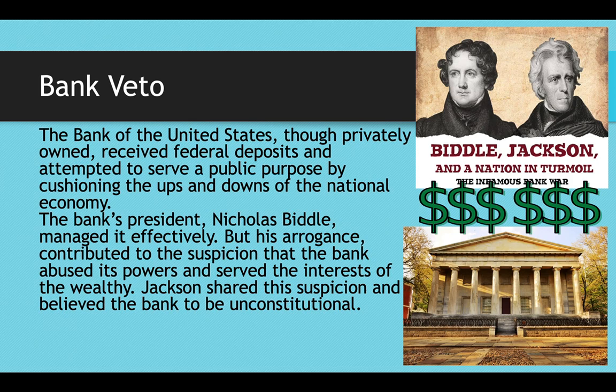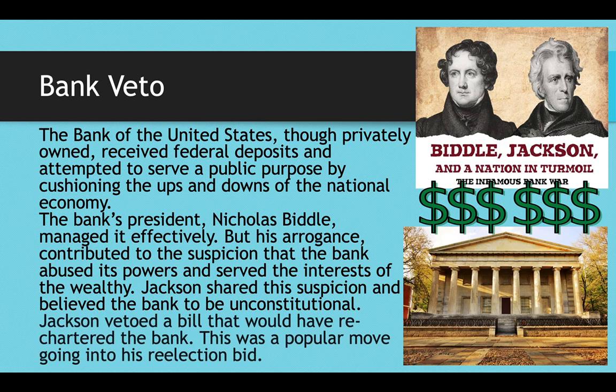But this caused people to have the suspicion that the bank was abusing its powers and serving the interests of the wealthy at the expense of the poor. And Jackson certainly shared this suspicion. He did not trust the Bank of the United States, and he in fact said that the bank itself was unconstitutional. So once again, he's back to being small government when it fits his interests.